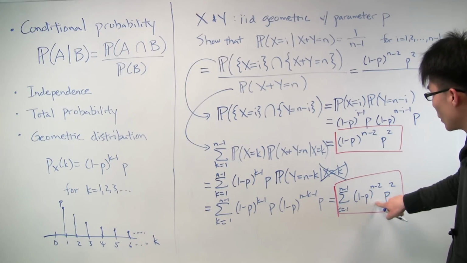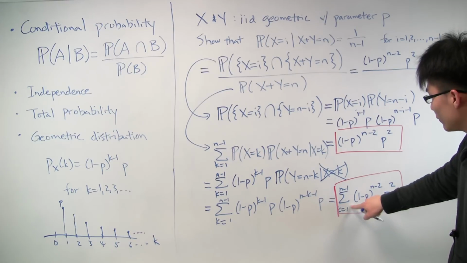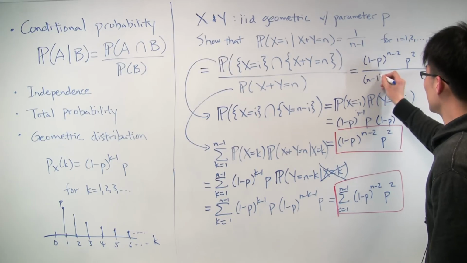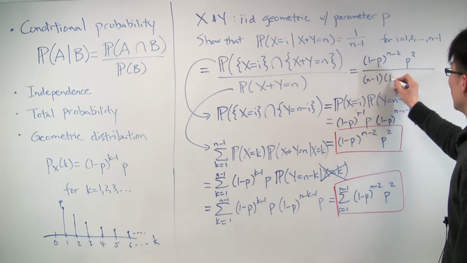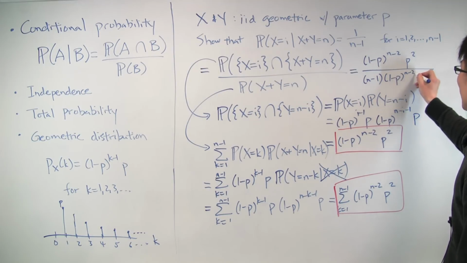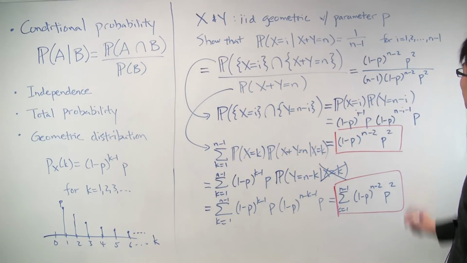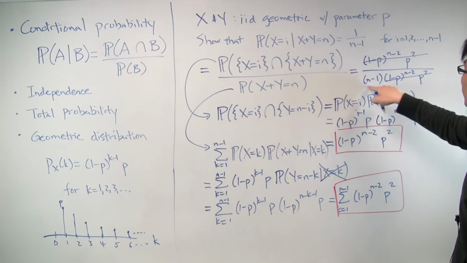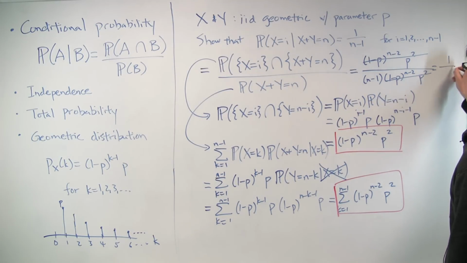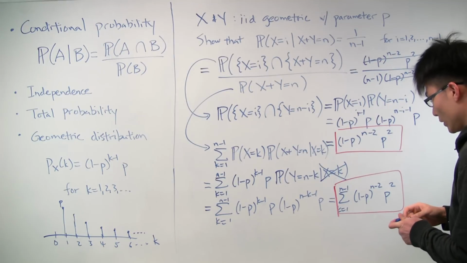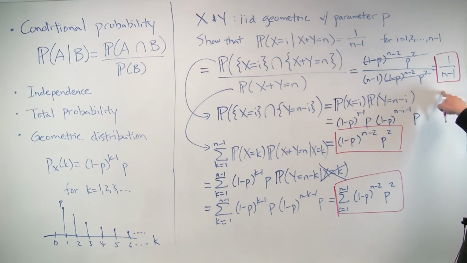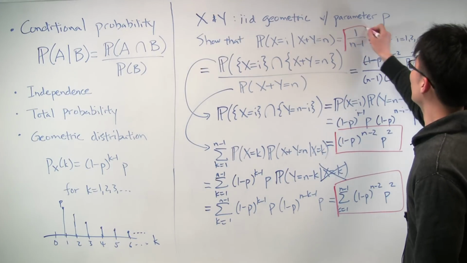And so every single term within the summation is the same. We just have n minus 1 copies of them. And so what we can really do is just write this as n minus 1 copies of what we're summing over, which is (1 minus p) to the n minus 2 times p squared. And now we notice that everything cancels except for the n minus 1. And so what we get is what we wanted as our final answer, that this does in fact equal 1 over n minus 1, which is what we wanted.